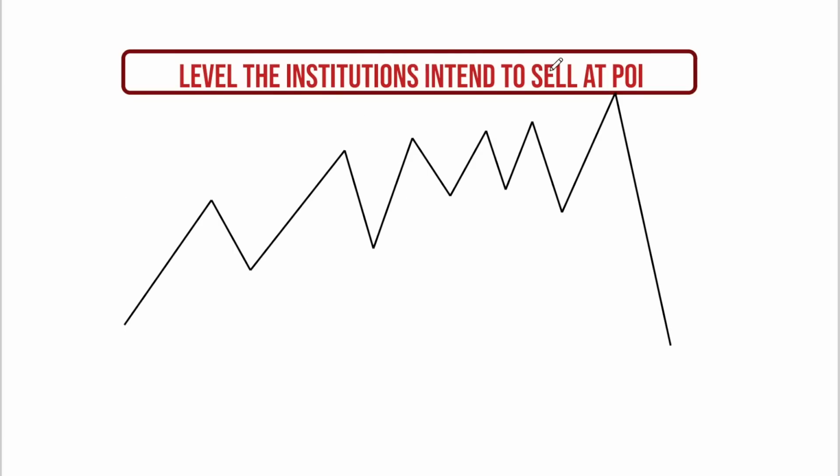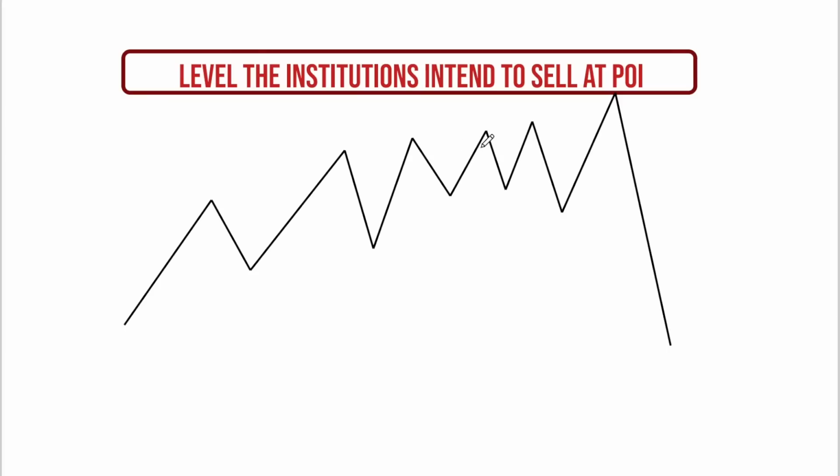So this is the level institutions intend to sell at. As you can see, as price gets closer to the level, it'll give you a fake reversal point. You can see price will consolidate, and what does that consolidation do? That consolidation encourages traders to take an early sell.